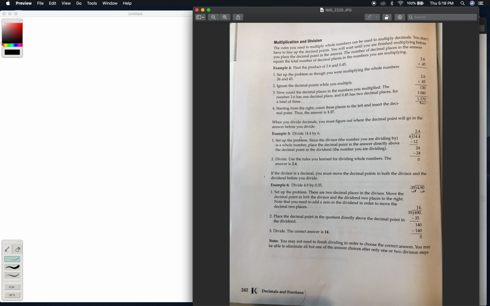When you divide decimals, you must figure out where the decimal point will go in the answer before you divide. So divide 14.4 by 6. Set up the problem. Since the divisor, which is the number you are dividing by, which is 6 right here, is a whole number, place the decimal point in the answer directly above the decimal point in the dividend, which is the number you are dividing right here.